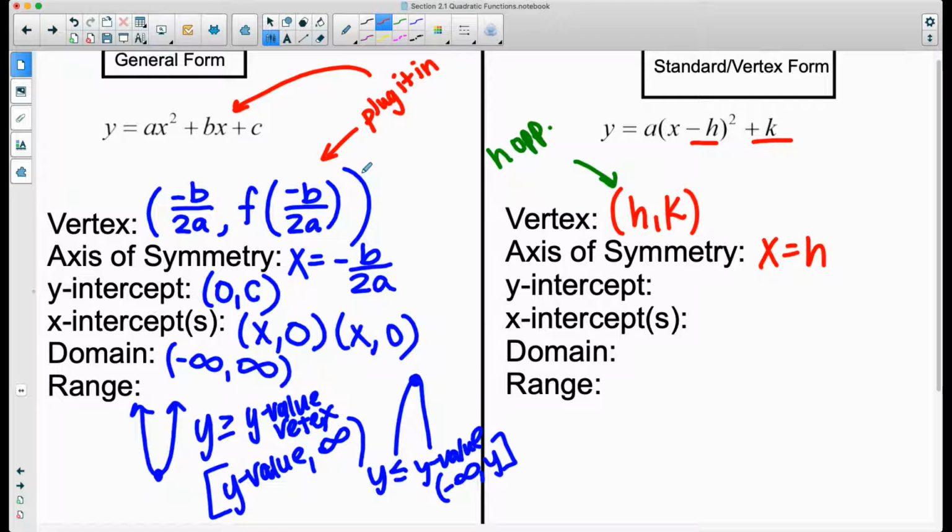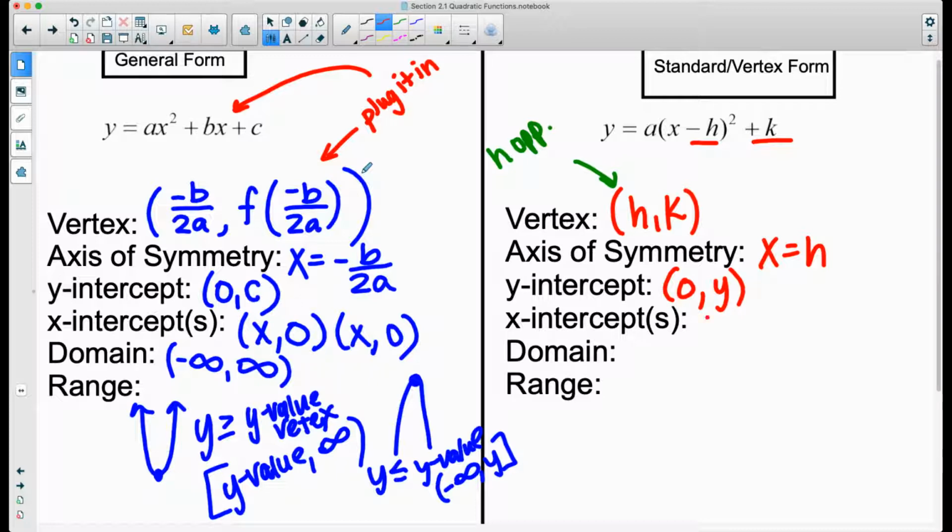Our y-intercept is not as easy as the general form over there. We can't just plug in 0 and get just our c value. We're still going to plug in 0 because x is still 0 on the y-axis. But then you'll actually have to do a little bit more work to figure out what your actual value is. So you plug in 0 for x and then solve for y.